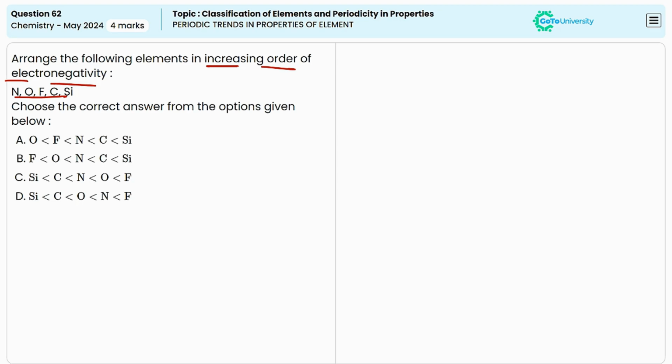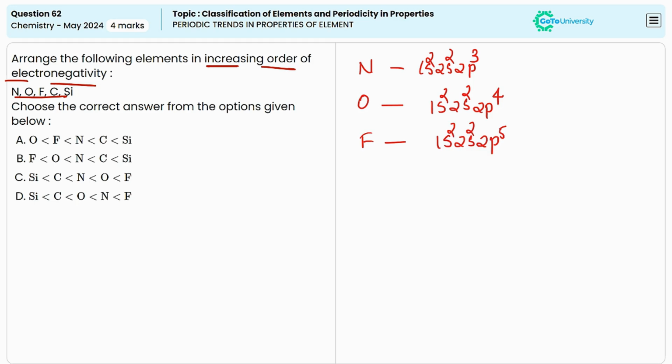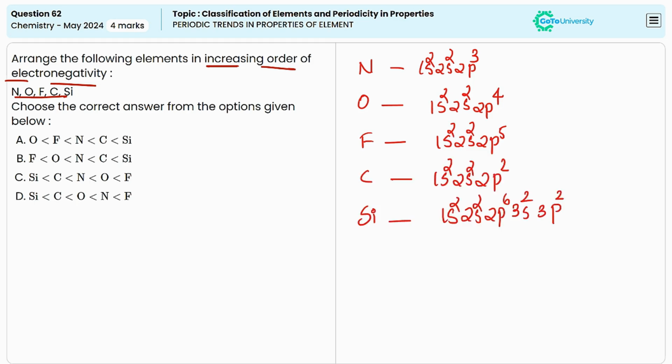In order to predict the electronegativities of other elements, we need to know the electronic configuration. Nitrogen has 1s2, 2s2, 2p3. Oxygen is 1s2, 2s2, 2p4. Fluorine is 1s2, 2s2, 2p5. Carbon is 1s2, 2s2, 2p2. And silicon has the electronic configuration 1s2, 2s2, 2p6, 3s2, 3p2.